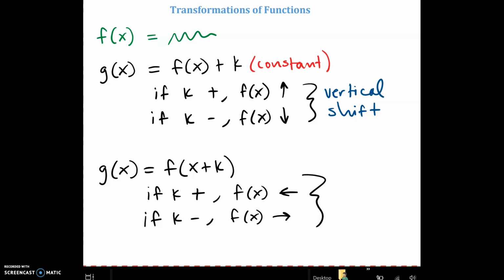Right, so let me write right here that this is the horizontal shift. Now these are just basic transformations. There are more, but this is a good way to dip our toe in before some basic examples.